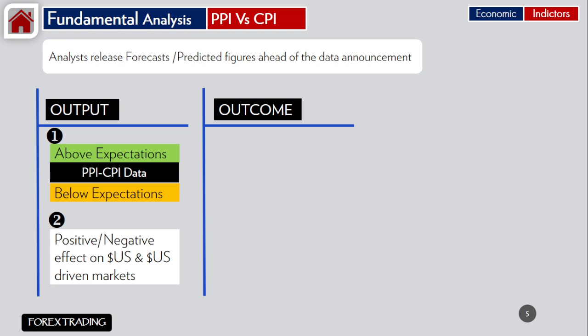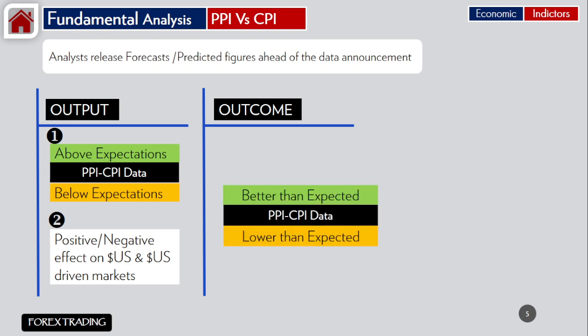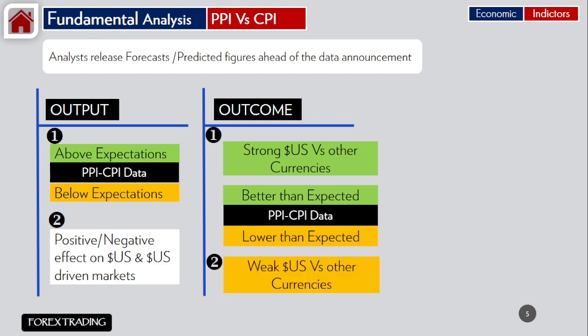So what could be the possible outcome of that red data? Either PPI or CPI data can be better than expected or lower than expected. If it is better than expected, then there could be a strong US dollar versus other currencies, and if it is lower than expected, then the US dollar could be weak against other currencies.